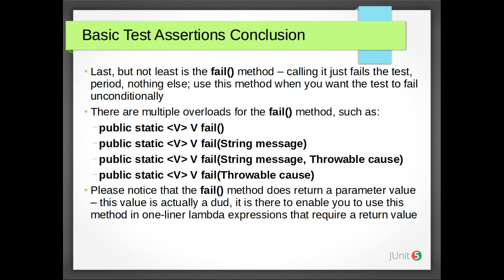Last but not least is the fail method. Calling it just fails the test, period, nothing else. Use this method when you want the test to fail unconditionally. There are multiple overloads for the fail method, such as public static <V> V fail(). Please note it returns a value.